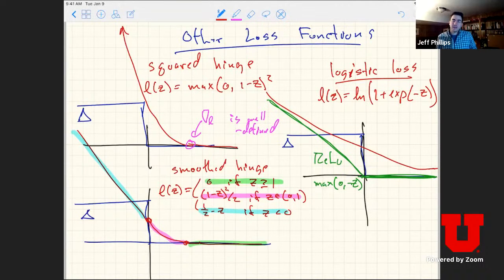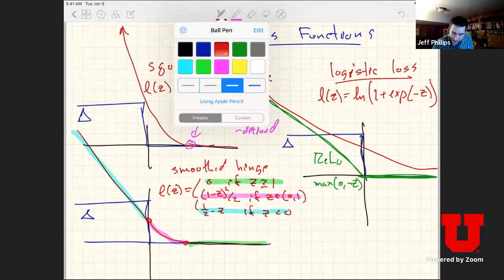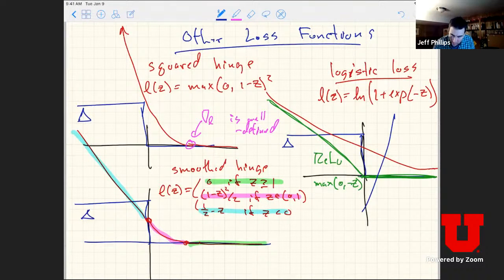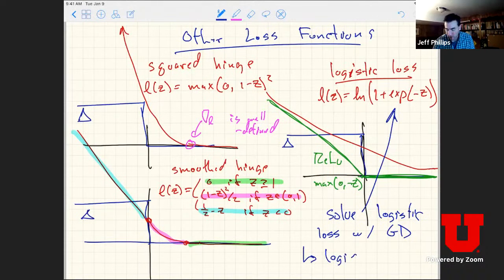And if I solve the logistic loss with gradient descent, then this is called logistic regression. Okay, so logistic regression is a very common, simple way to find a linear classifier. It gives you a linear classifier.